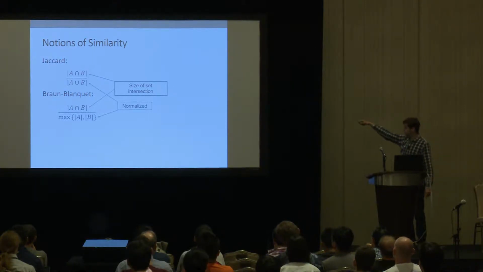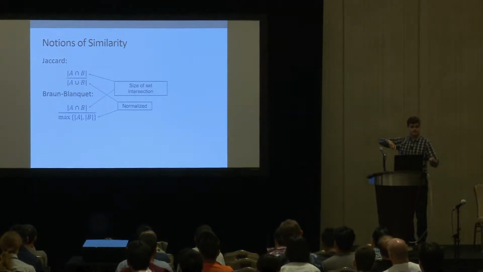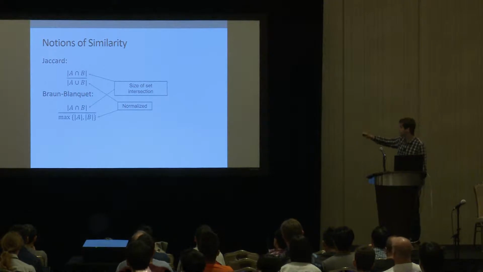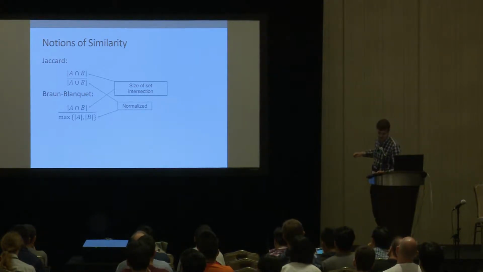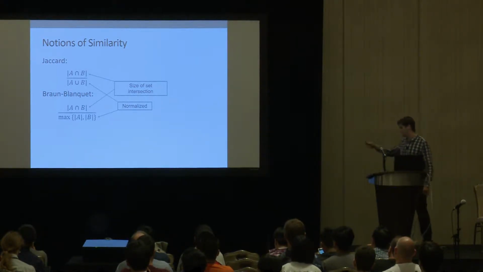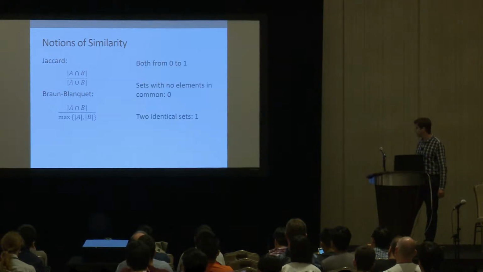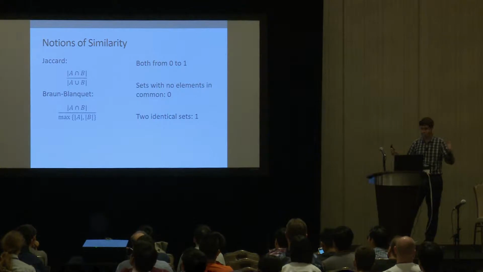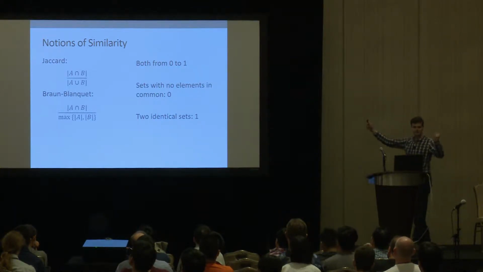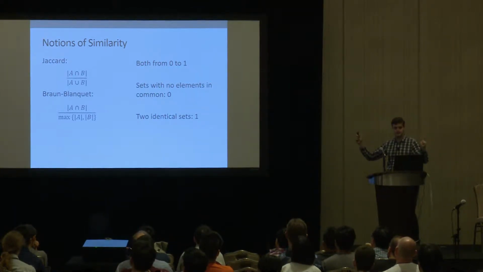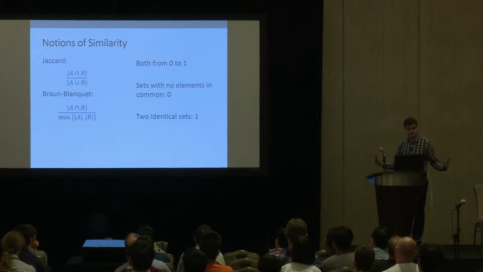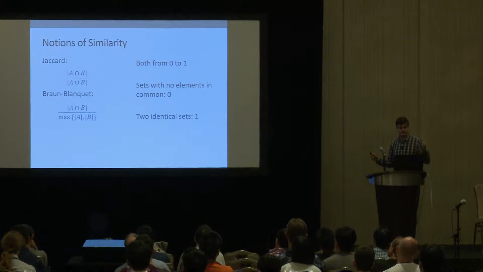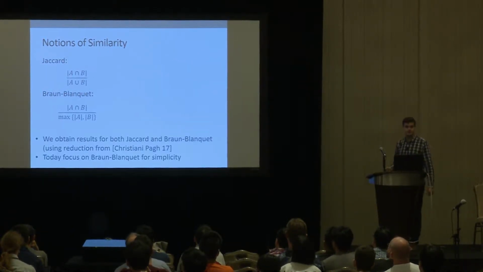And the difference between Jaccard similarity and Braun-Blanquet similarity is exactly how I normalize. So for Jaccard similarity, I normalize using the size of the union. For Braun-Blanquet similarity, I use the maximum size of either set. So in both cases, these similarities are always between 0 and 1. Sounds good? If I have two sets A and B that have no elements in common, they always have similarity 0. And a set with itself, or two identical sets, always has the maximum similarity 1. So that's true for both of these.